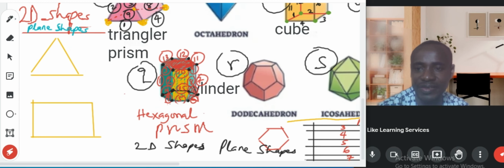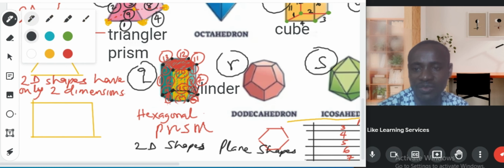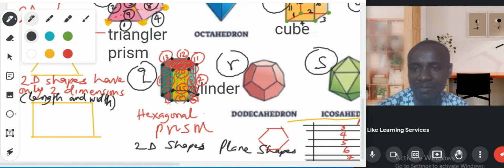So I can write it here. Let me show it here. 2D shapes do not have thickness. Have only 2 dimensions. That's why we call it 2D. 2 dimensions are length and width. The 2 dimensions will be the length and the width, how long it is and how wide it is. No thickness.